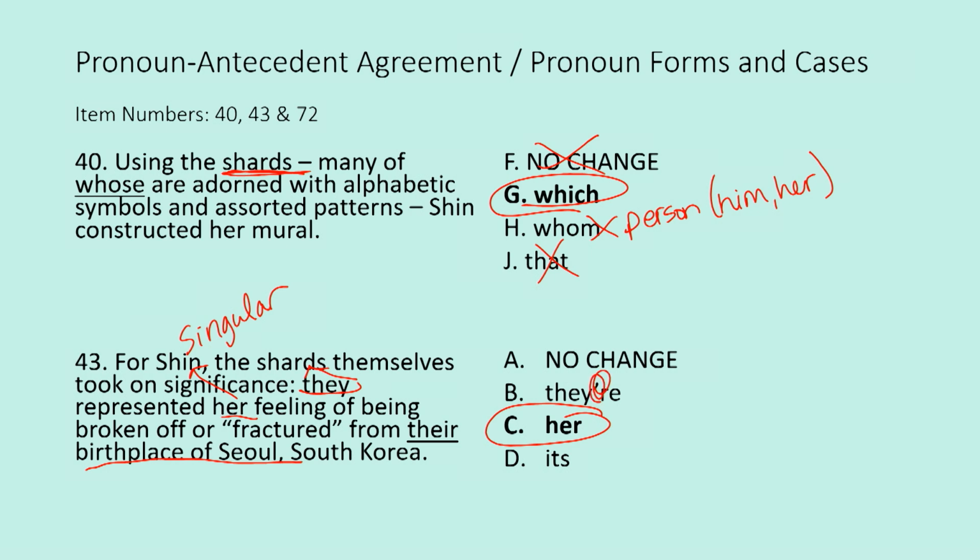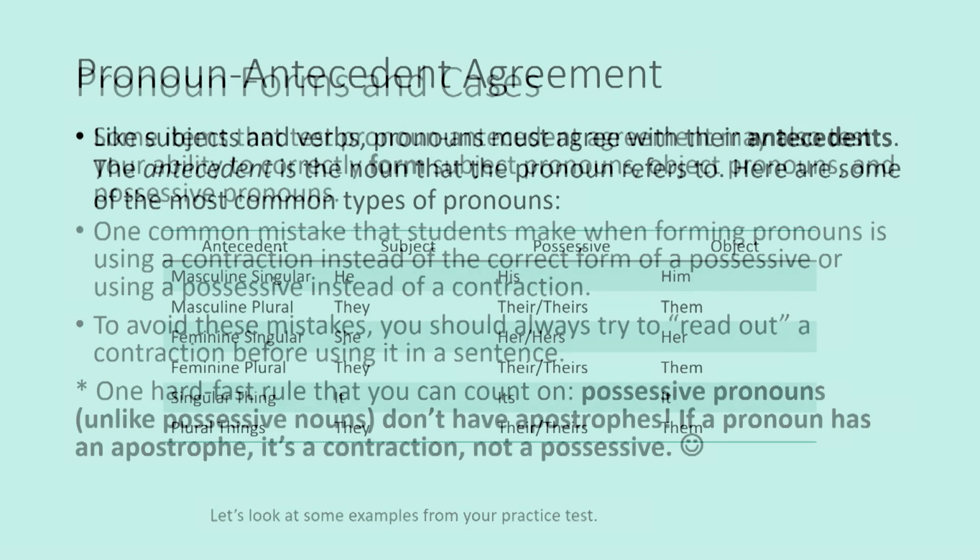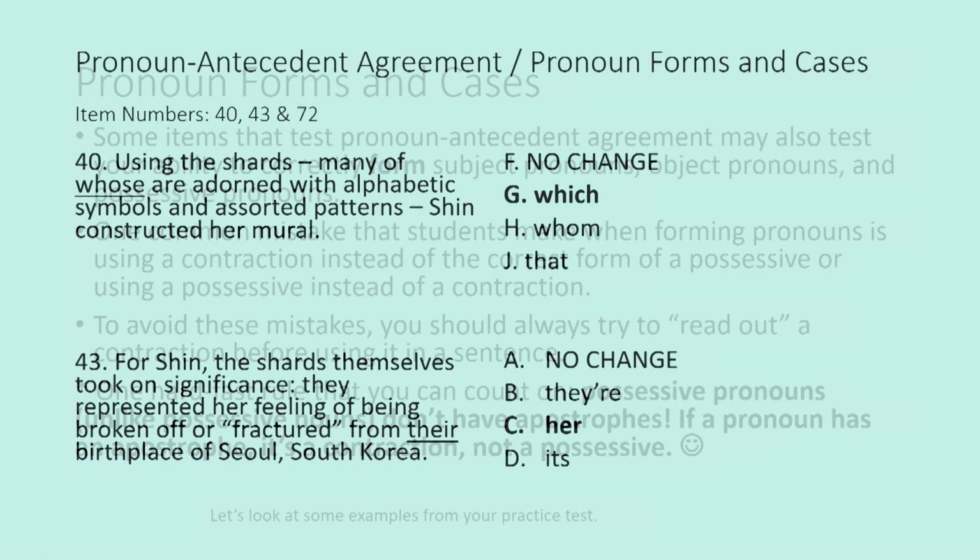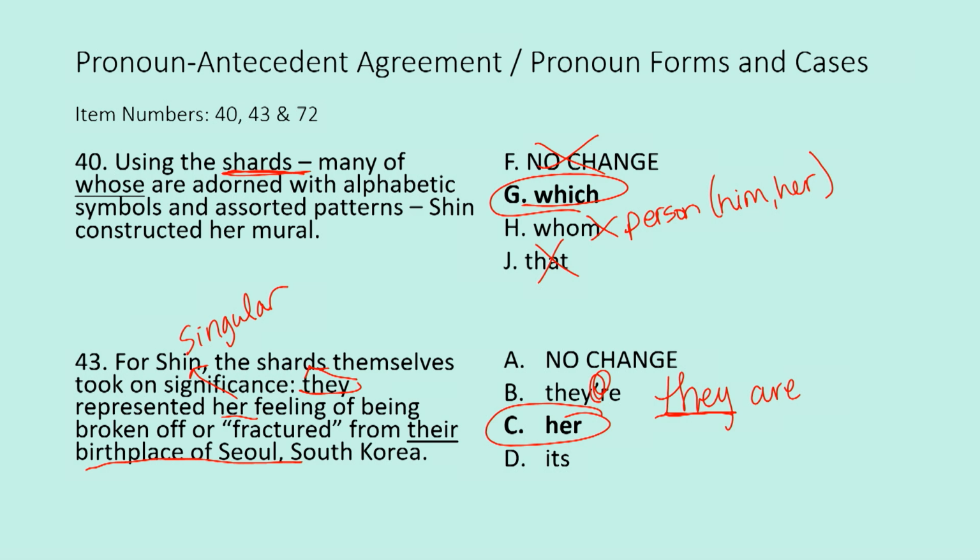We've got an apostrophe, so we know that stands for they are. Well, we know they will never be a singular person. They is plural, and it's only referring to Shin, so we know it's not they. It's is non-human. It's a thing. And we know Shin is a person, so we know it's not its. It has to be her birthplace.